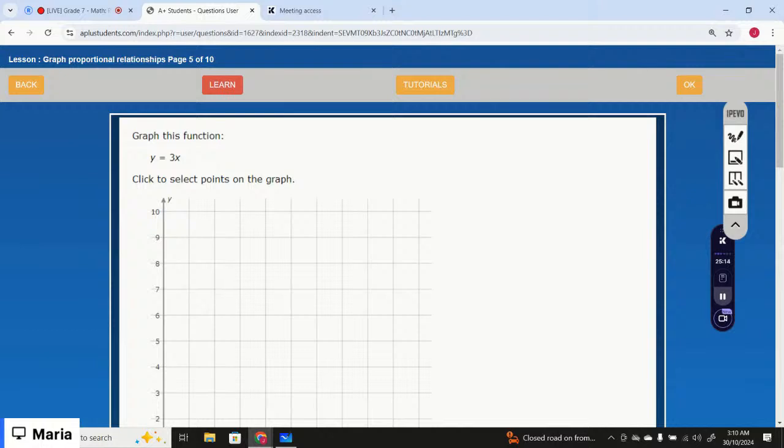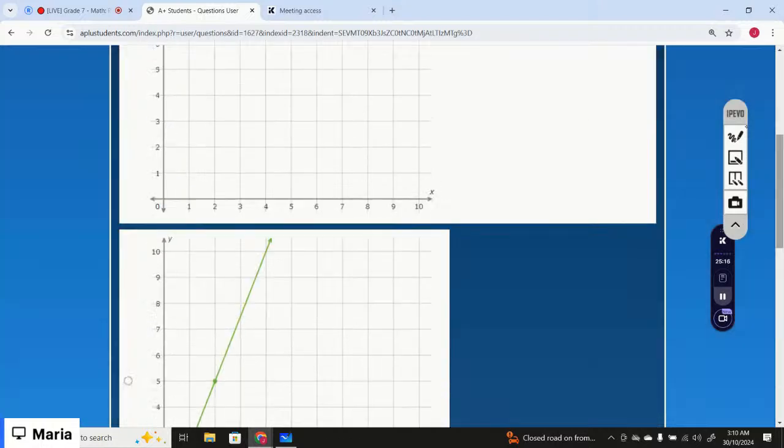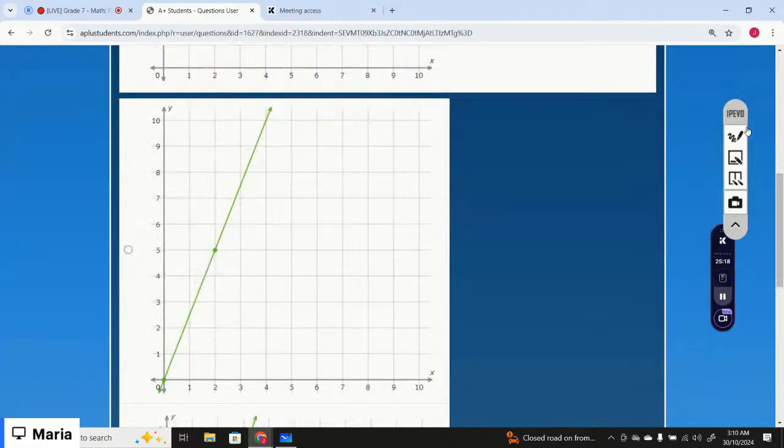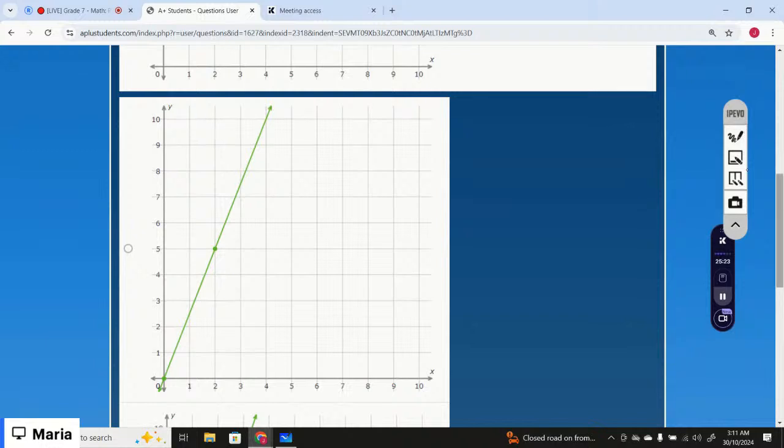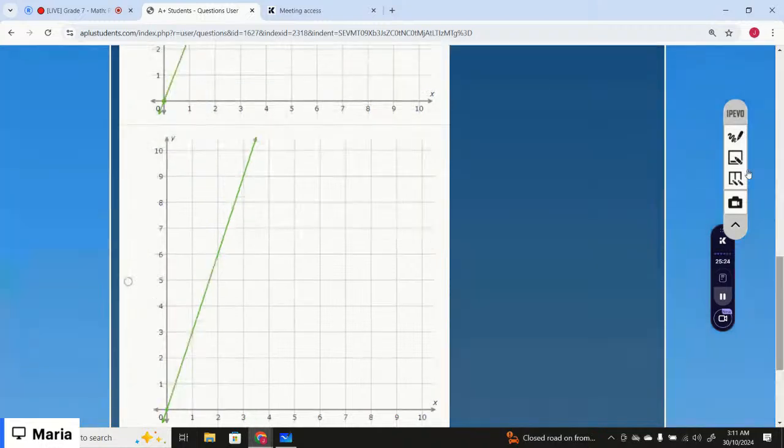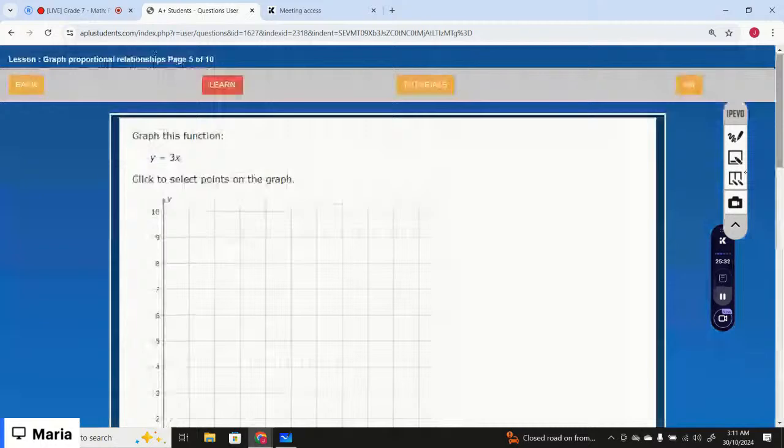So y equals 3x, which is the correct option? No, option number 2 is the correct option, (0, 0). And when x equals 2, y equals 6 is the correct option. So that is the second graph, right? Okay, you can complete them by yourself later today. Let me just move on to the next lesson.